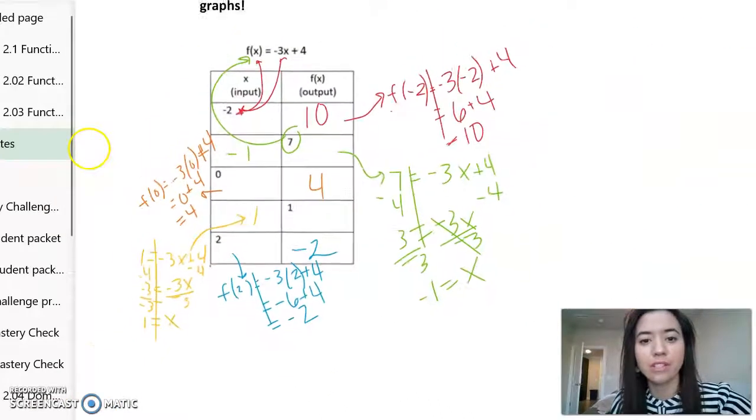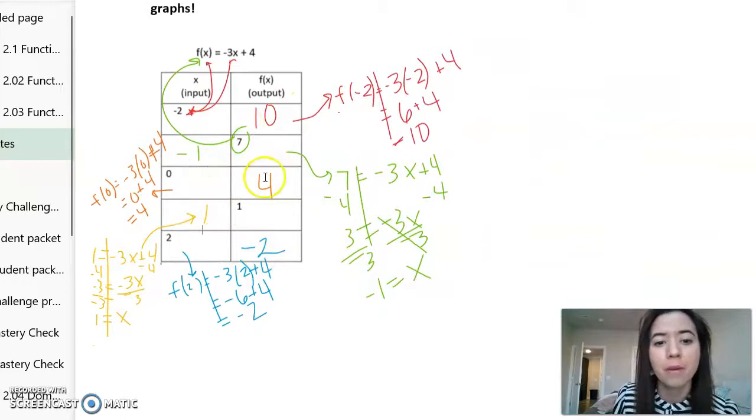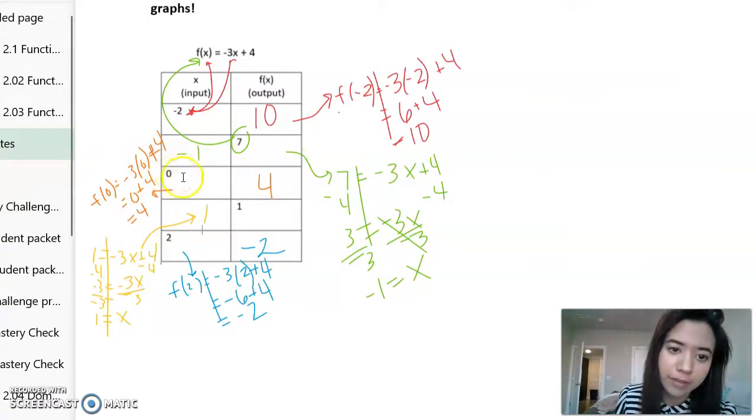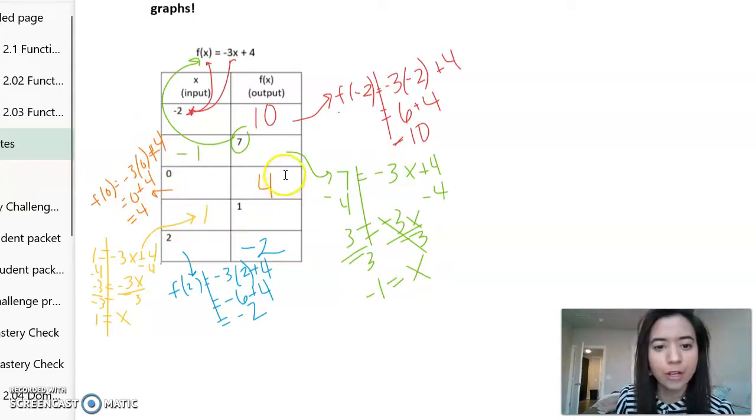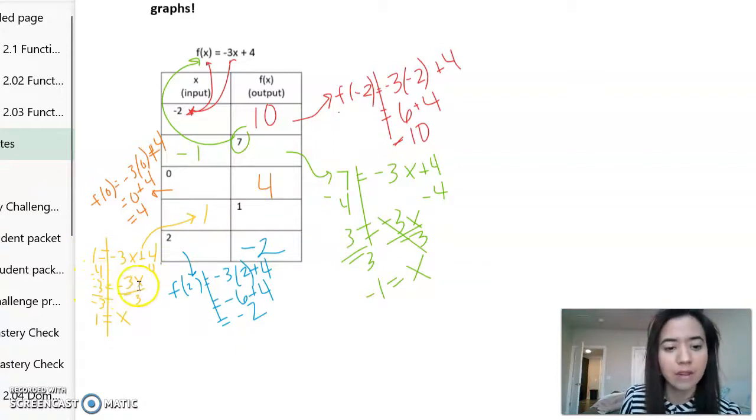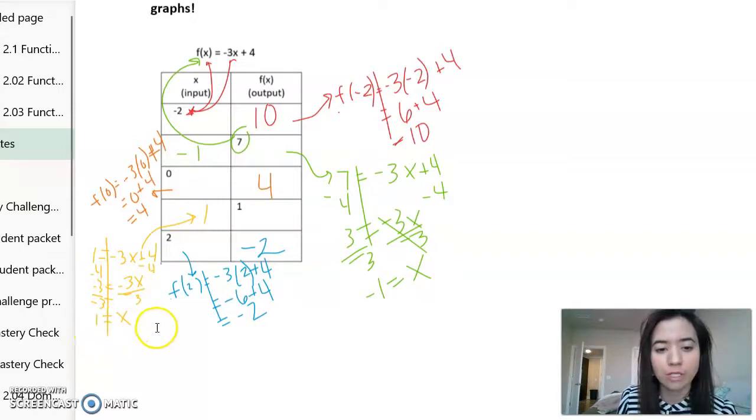All right, I know this looks really wild and disorganized, but for this one here, 0 was your input, so you plugged 0 in for x. Negative 3 times 0 is 0, plus 4 is 4, so when you plug in 0, 4 is your output. For the 1, our output is 1, so we set our function equal to 1, equals negative 3x plus 4. Subtract 4 from both sides, negative 3 equals negative 3x. Then you divide, and you get 1 equals x. The last one, you were given your input of 2, so we plug 2 in. Negative 3 times 2 is negative 6, plus 4 gives us negative 2.